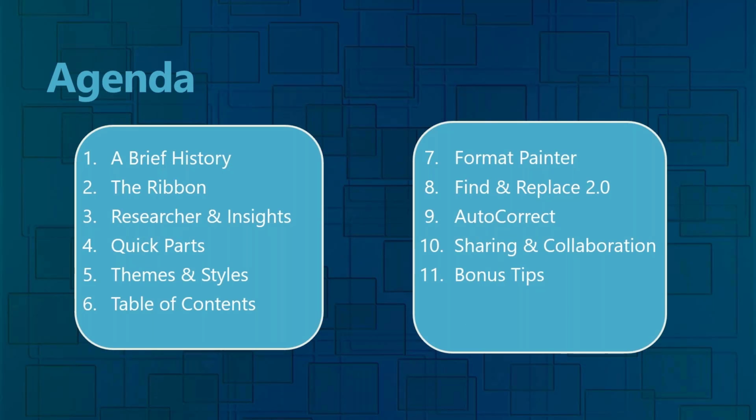We'll do a quick history on the product itself, and then we're going to go into these topics that you can see. So we're going to cover the ribbon and how to customize it. We're going to talk about Researcher and Insights. We're going to go into how to set and use quick parts. We're going to take a look at the themes and styles, show how to create a table of contents automatically. We're going to explore Format Painter, show how to use the updated version of Find and Replace. We'll show you how to customize Autocorrect, get into a little bit of sharing and collaboration, and then I've got a few bonus tips for you as well.